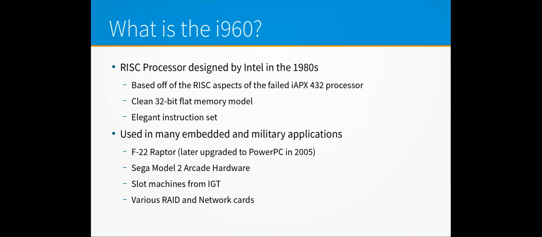So the first question is, what is the i960? Well, it was a RISC processor designed by Intel in the 1980s as an offshoot of their failed 432 processor. It has a clean 32-bit flat memory model, a very elegant instruction set, and you may have actually used these processors if you've flown the F-22 Raptor, or you've played games like Daytona USA in the arcades. Also, it's been used in many, many slot machines from IGT and various RAID and network cards. And there's at least one DSL modem I know of that uses it.